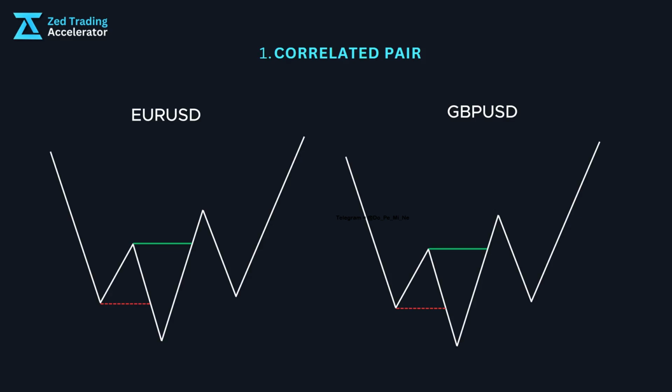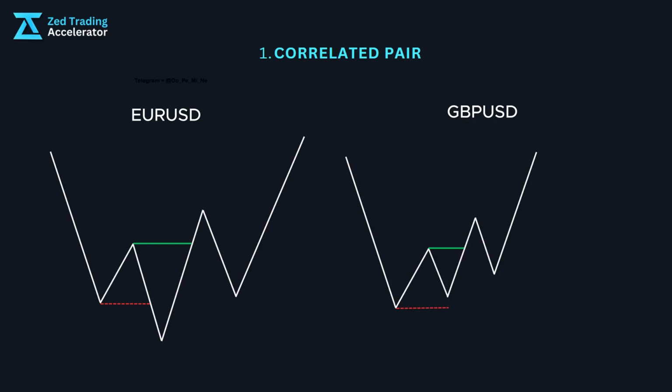They move almost identically with one another. If this pair took out this swing low, this pair should also take out that swing low. If the pair shifted higher, this pair should also shift higher. Alright? So, when are we going to find an SMT divergence?